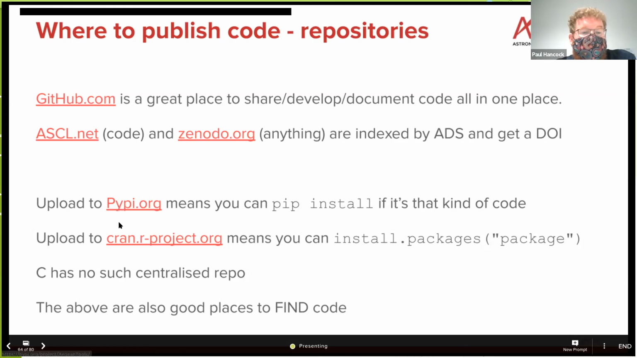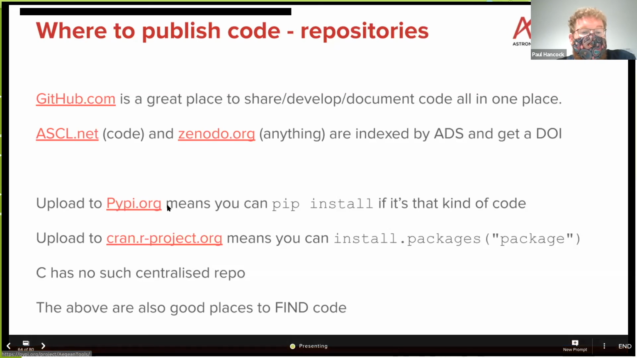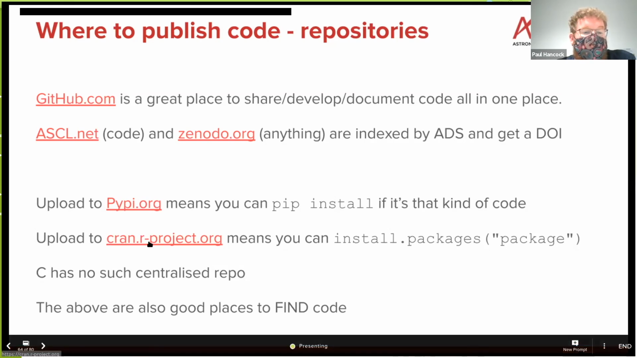If you're using Python or R, you can have your software installed to a sort of central repository. So the Python Package Index is one of the most easily accessible places for people to download your software from. And for R, there is the CRAN repository, which makes it easy for people to, again, download and install. For many long and varied reasons, C doesn't have such a centralized repo.